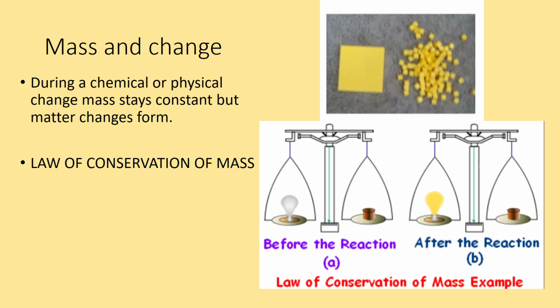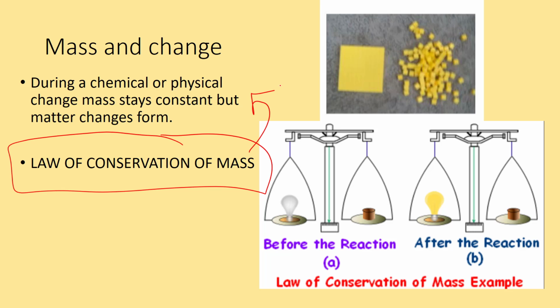And then we're also going to learn about the relationship between mass and change. During a chemical or physical change, mass stays constant, but matter can change form. This is known as the law of conservation of mass. So here is a block that's going to change, and these are smaller pieces. Block cut up. If we weighed it before and it weighed 10 grams, then after we cut it up, it would still weigh 10 grams.